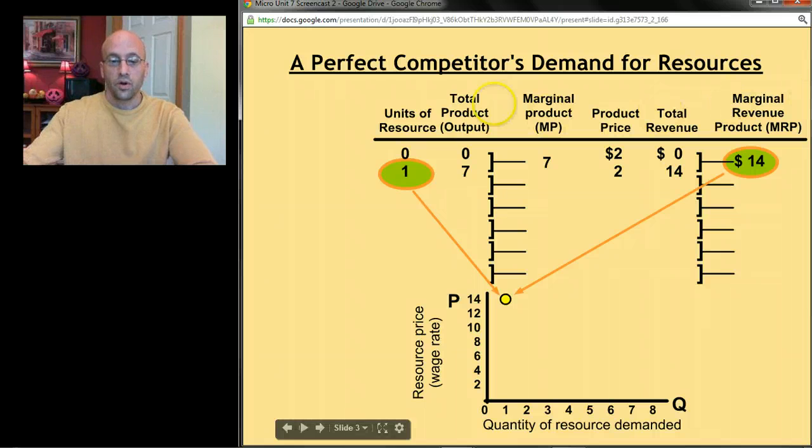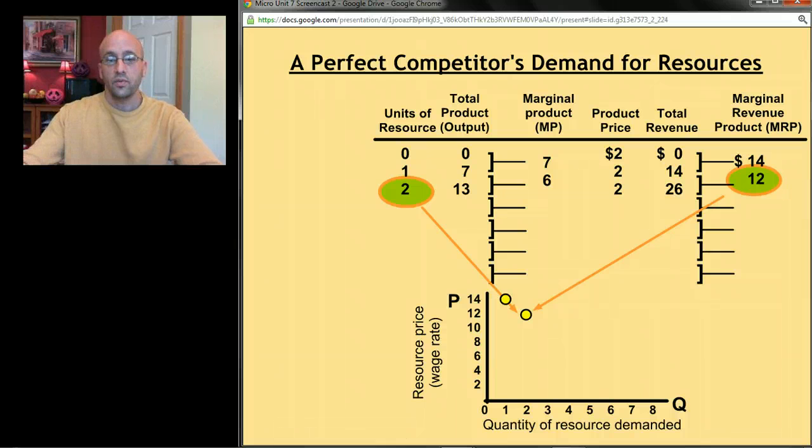I hire my first worker. The first worker makes 7 stuff, marginal product of 7. If you take the marginal product of 7 and multiply it by the price of the product of $2, you can get MRP, which is $14. That first worker added $14 to my cash register because he added 7 things and I sold each thing for $2. So that's $14 more stuff than I had before. That's MRP, and I'm going to plot that MRP number of $14 at 1 worker.